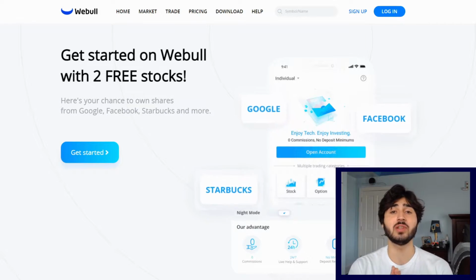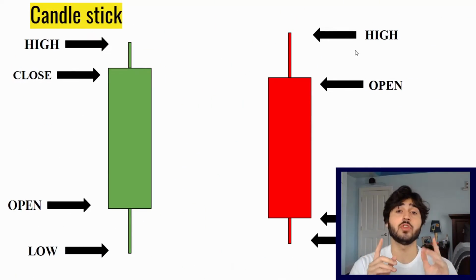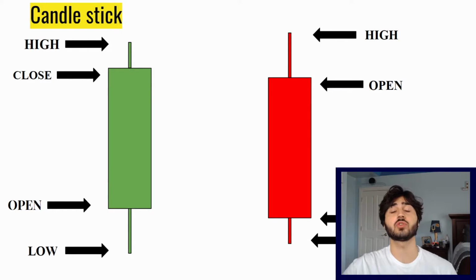But without further ado, let's go ahead and dive right into the candlesticks again. Okay guys, so if you have not watched the first video on Investing 101, I'll link that in the description below. But last week we talked about how to place limit and sell orders and buy orders, the different types of orders that are available, and how to read candlesticks.